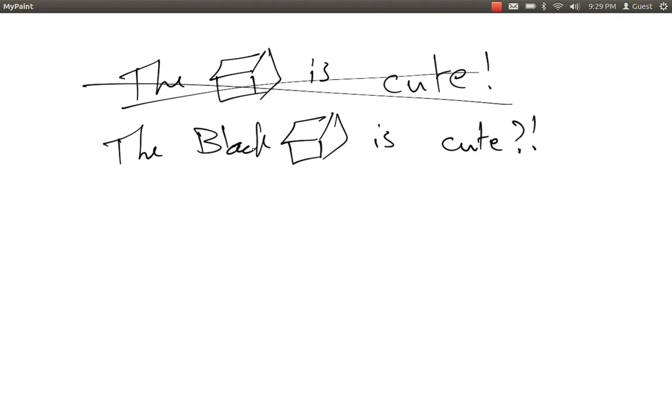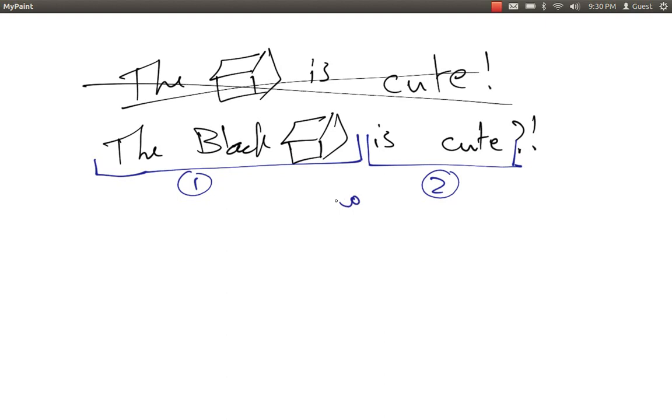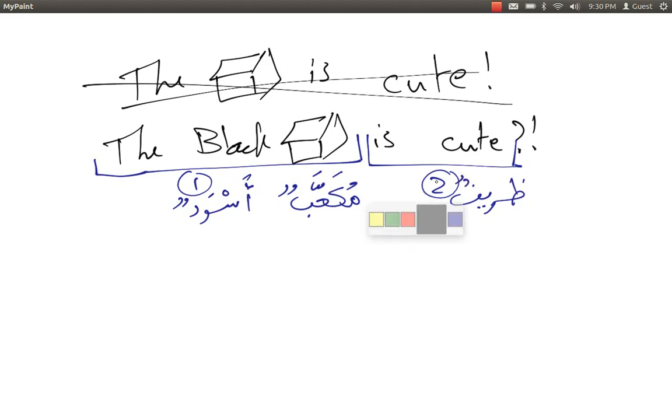So for that, let's divide the sentence into what we know: the first part of this lesson and the next part from last lesson. For the first part, we know for a cube it's مكعب, and for black it's أسود. And what's the word for cute? We said ظريف. Now what is the complete sentence?